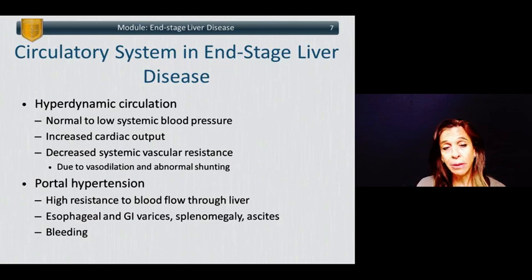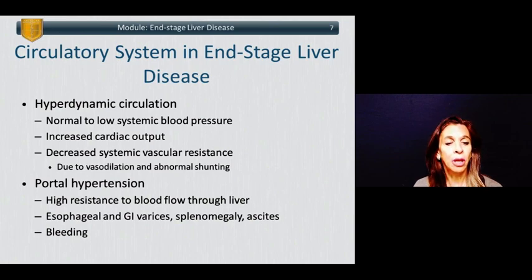So let's talk a little bit about the circulatory system in end-stage liver disease. With end-stage liver disease, one typically has a hyperdynamic circulation. That means there's normal to low systemic blood pressure, but an increased cardiac output and decreased systemic vascular resistance. This is due to vasodilation and abnormal shunting.